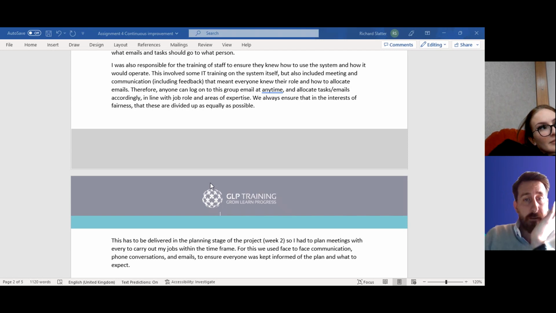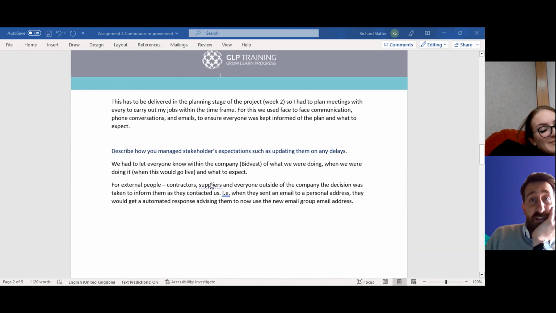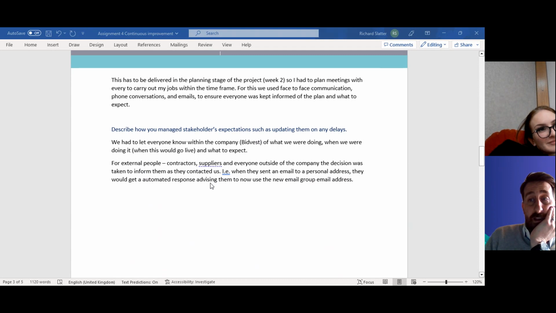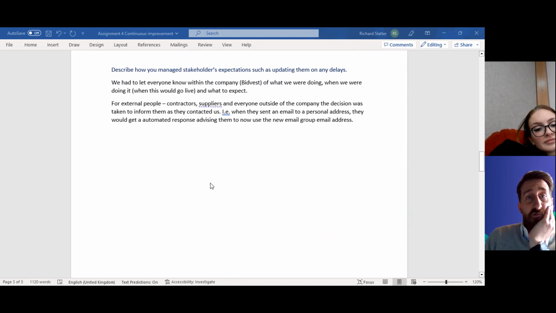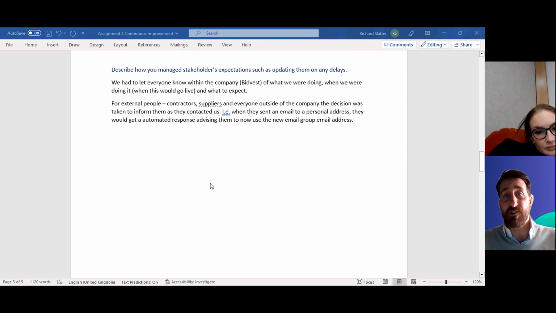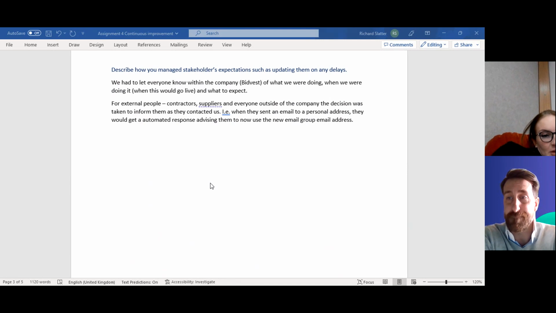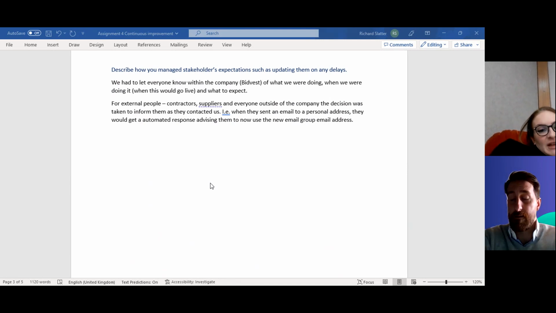Excellent. We said this has to be delivered within a week, in line with the planning process before it went live, so you knew that everything ran smoothly. And the last bit, Jade, was to describe how you manage stakeholders' expectations, such as updating them on any delays. So any communication with stakeholders that was done. We had to let everyone within the company, like across Bidfest, know what we were doing, when we were doing it, and when it would go live and what to expect.